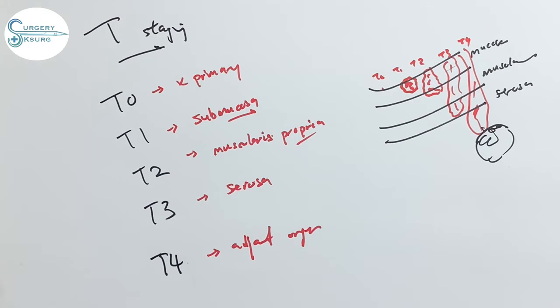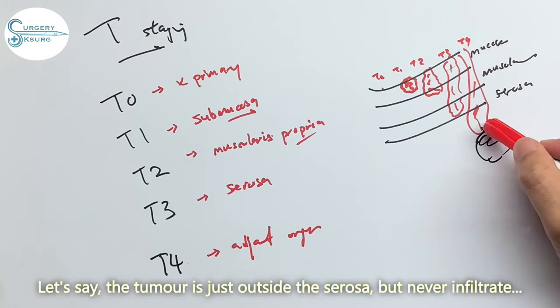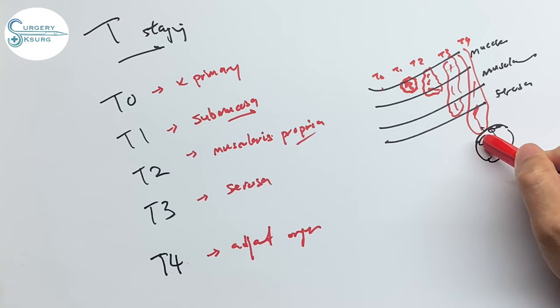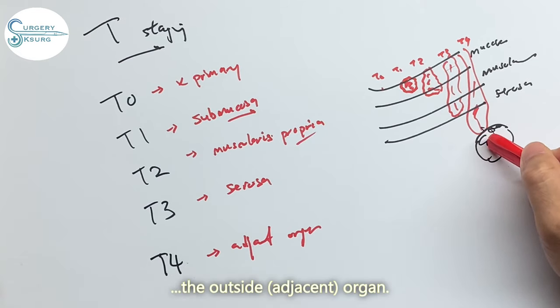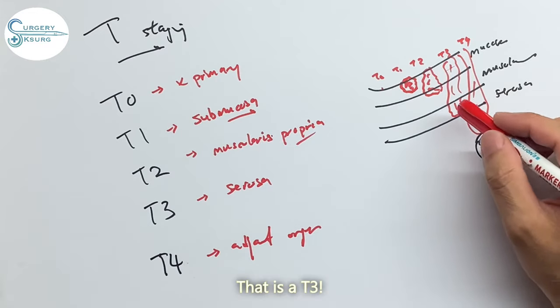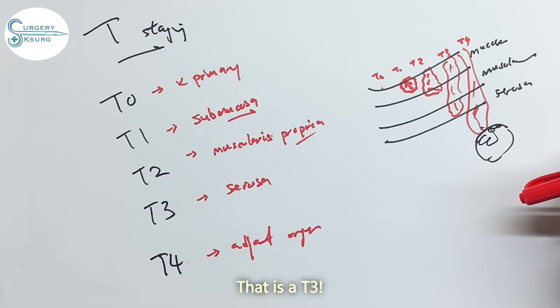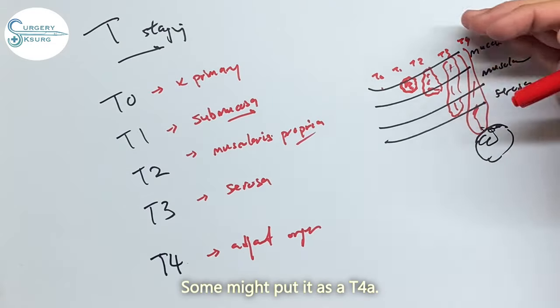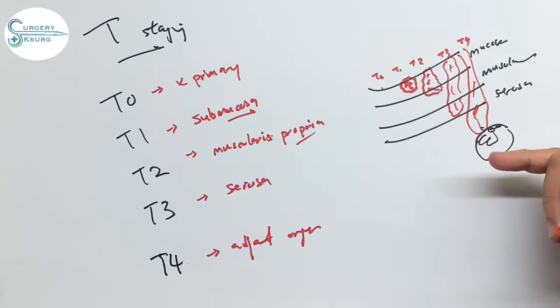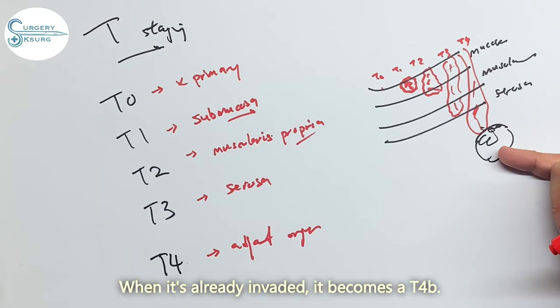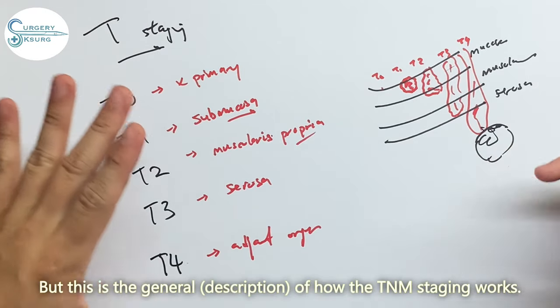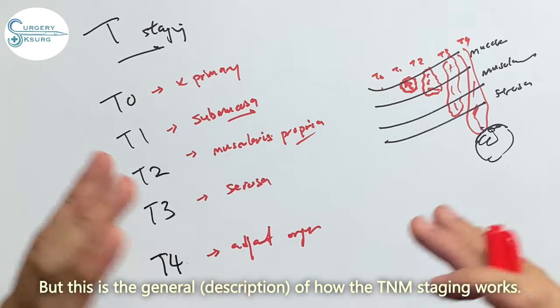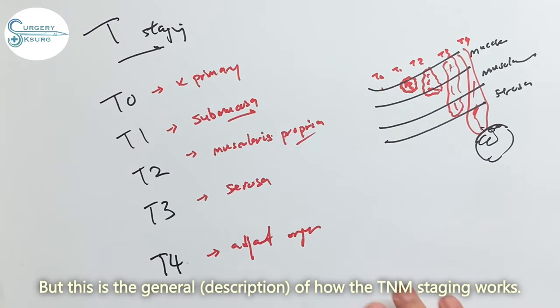Let's say the tumor is just outside the serosa but never infiltrates the outside organ. That is a T3. However, there are some caveats there. Some might put it as a T4a, and when it has already invaded, it becomes a T4b. But this is generally how the TNM staging works.